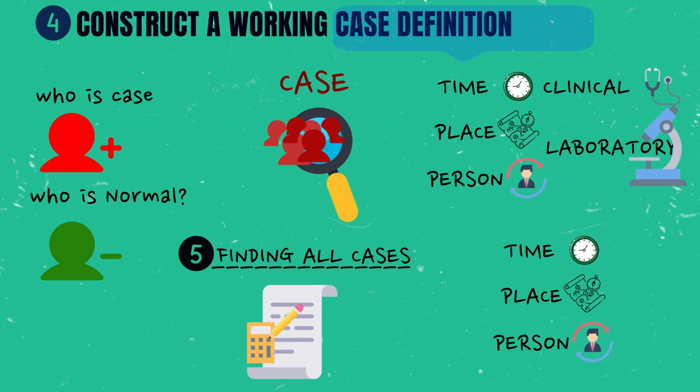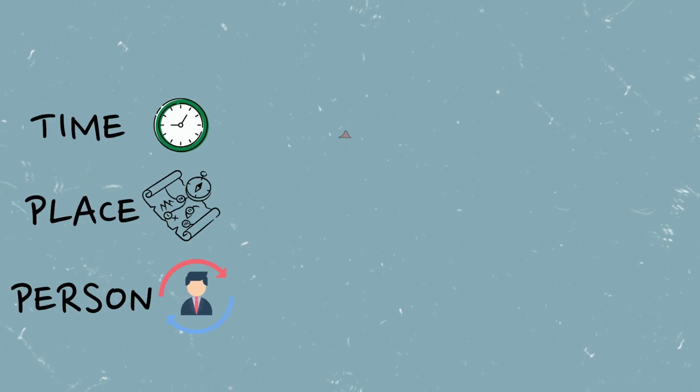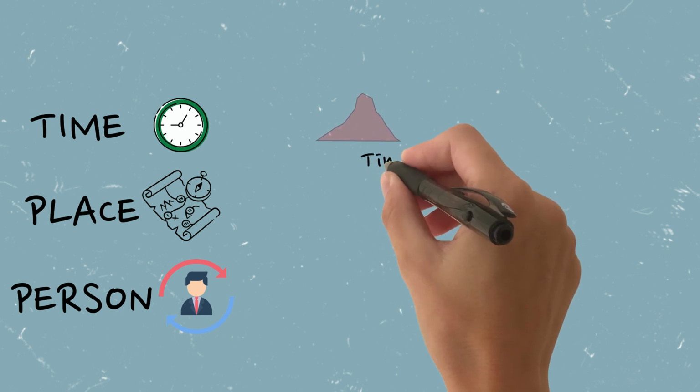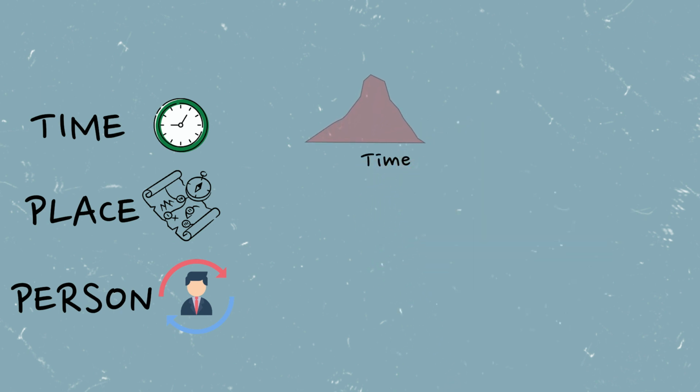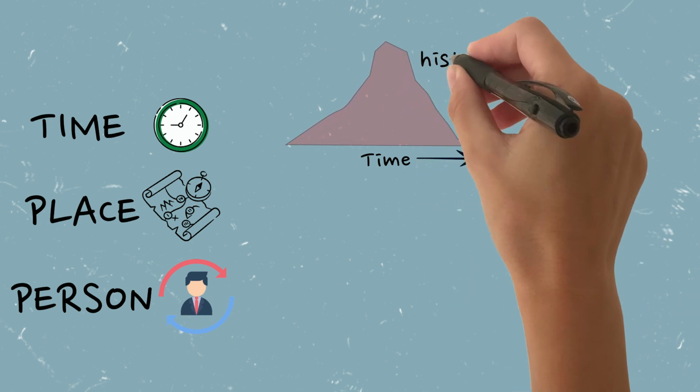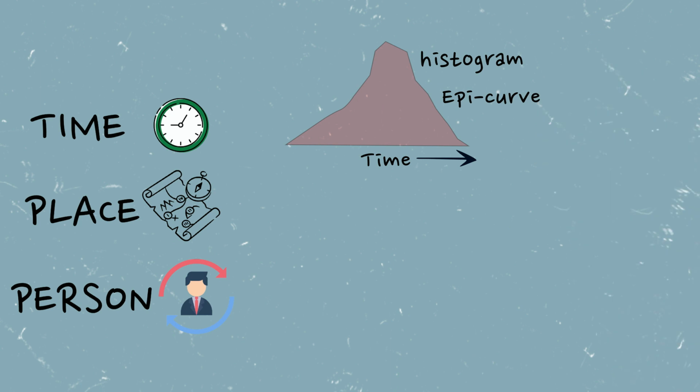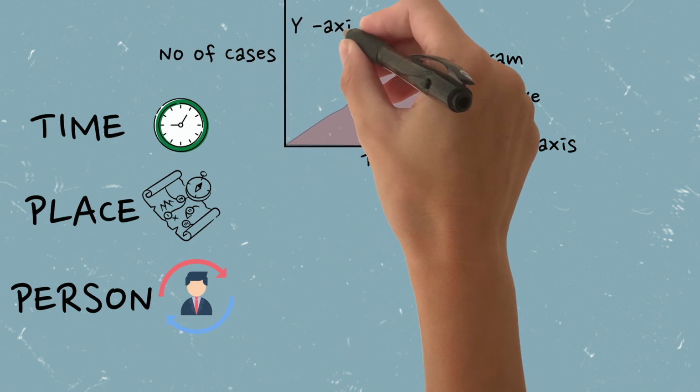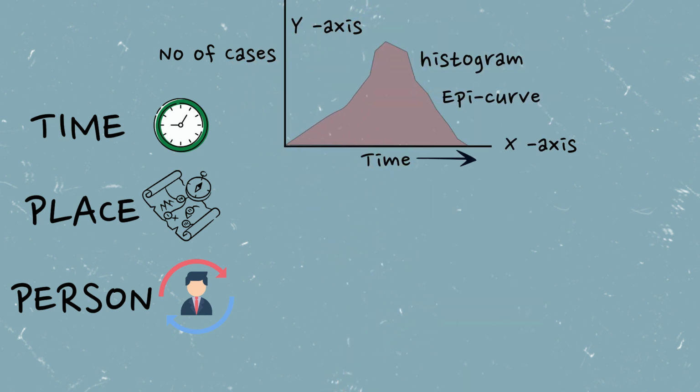Let's have a look at each one of them because each of these provides useful insight into the outbreak. By describing the occurrence of cases over time, we can look at how the disease has developed over a period of time. A histogram, popularly known as an epidemic curve, is used where time is shown on the x-axis and number of cases displayed on the y-axis. There are two common patterns of an epidemic curve.